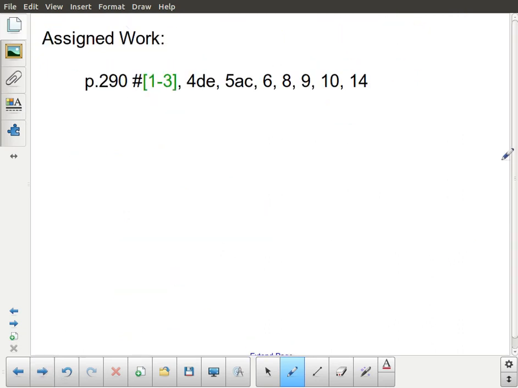Okay, that's it. So I basically gave you one example of each of the types from sine law and cosine law. These are the basics, questions 1 through 3. So if you're still feeling some rust going into this review, you might want to tackle those first, and then you can get on to the questions that are a little bit more substantial.